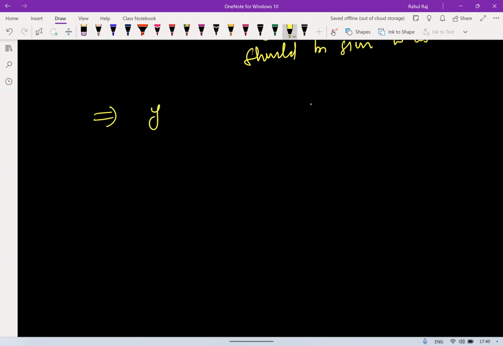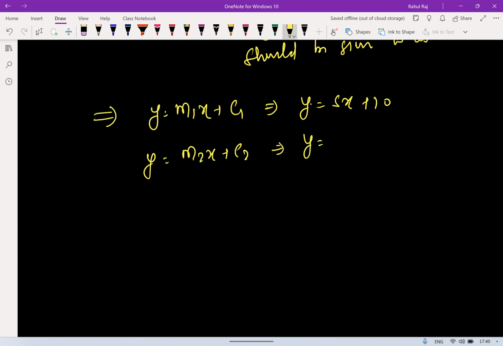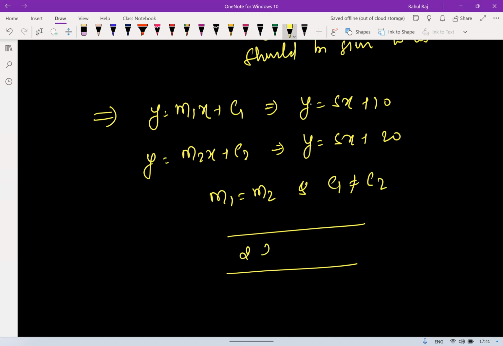Now come down to equation of a line. Imagine the equation of a line is y is equal to m1x plus c1. Let's say the first line I'm talking about is y is equal to 5x plus 10. The second equation of a line is y is equal to m2x plus c2. The second line I'm talking about is y is equal to 5x plus 20. Now what is the commonality between these two lines? Slopes are the same, m1 is equal to m2. And constants are different, c1 is not equal to c2. It means the lines are parallel. These two lines are parallel.